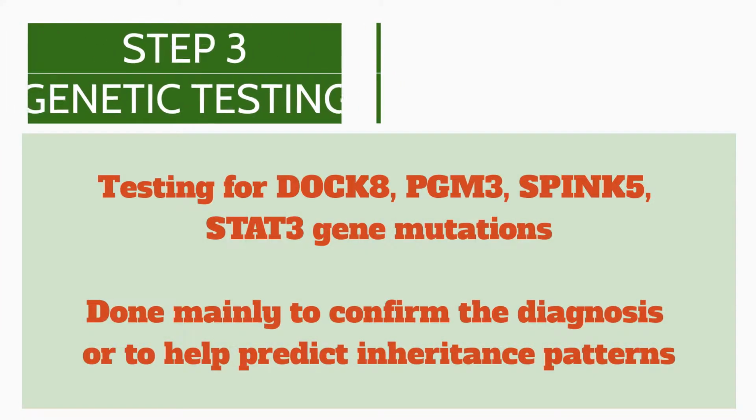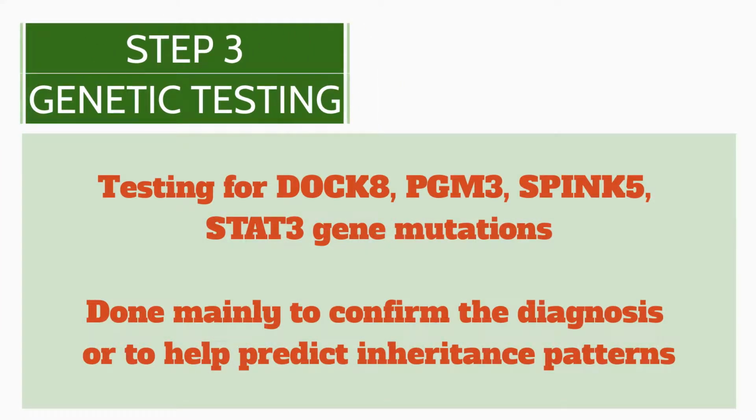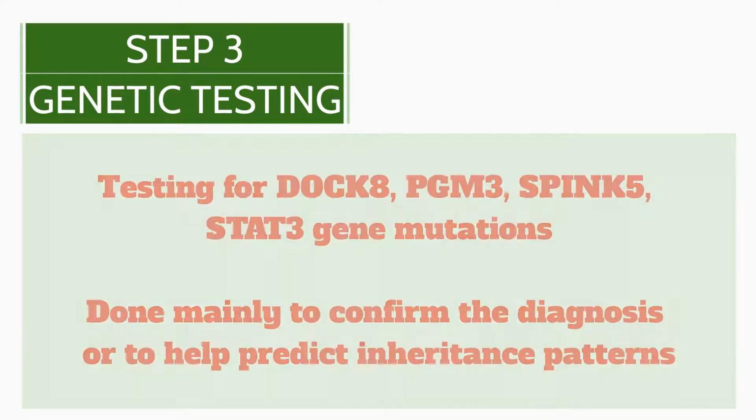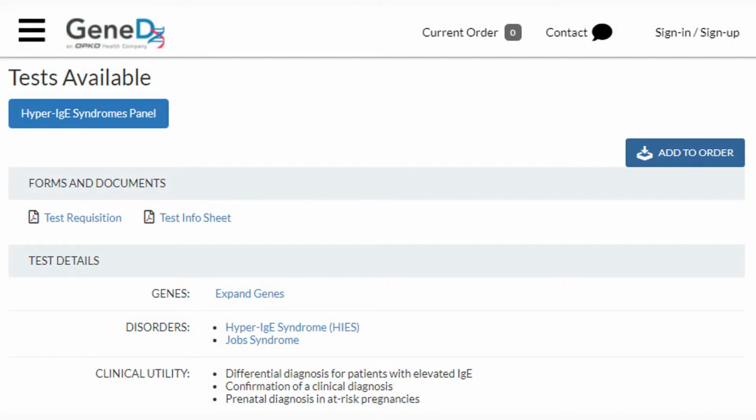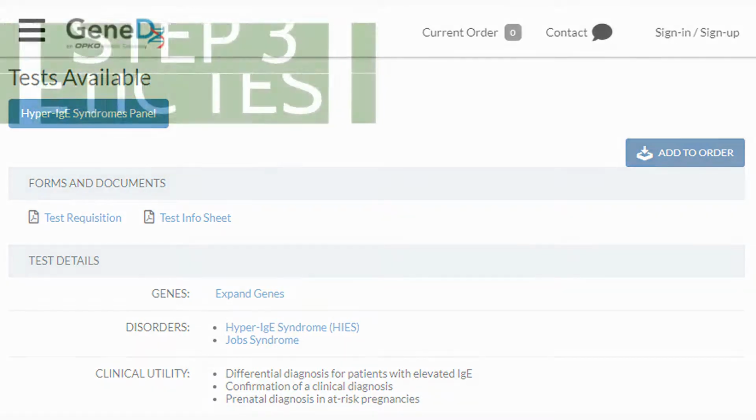Lastly, genetic testing for the genes DOCK8, PGM3, SPINK5, and STAT3 can identify the gene mutations and is done mainly to confirm the diagnosis or to help predict inheritance patterns. STAT3 testing is now commercially available by a company called GeneDx. However, DOCK8 and TYK2 mutation testing is only available through specialized research centers.